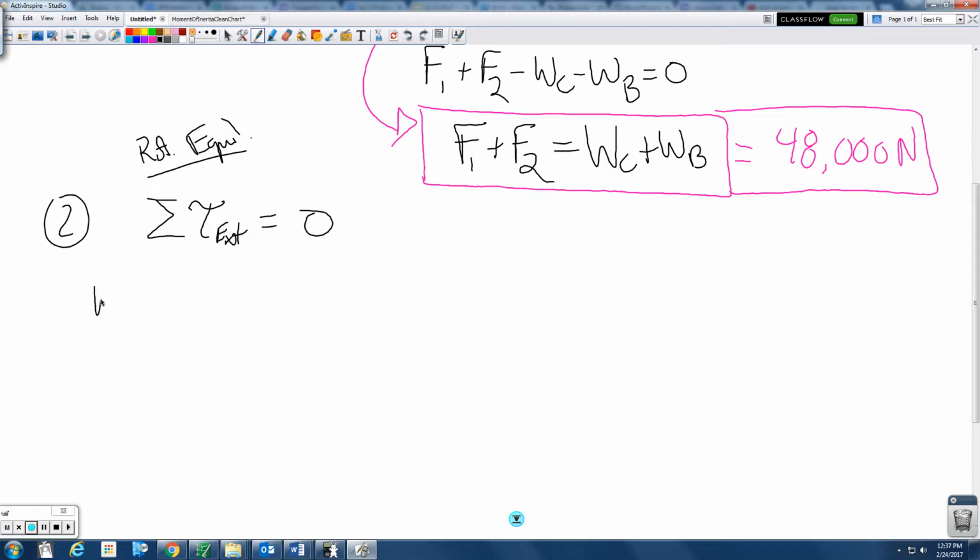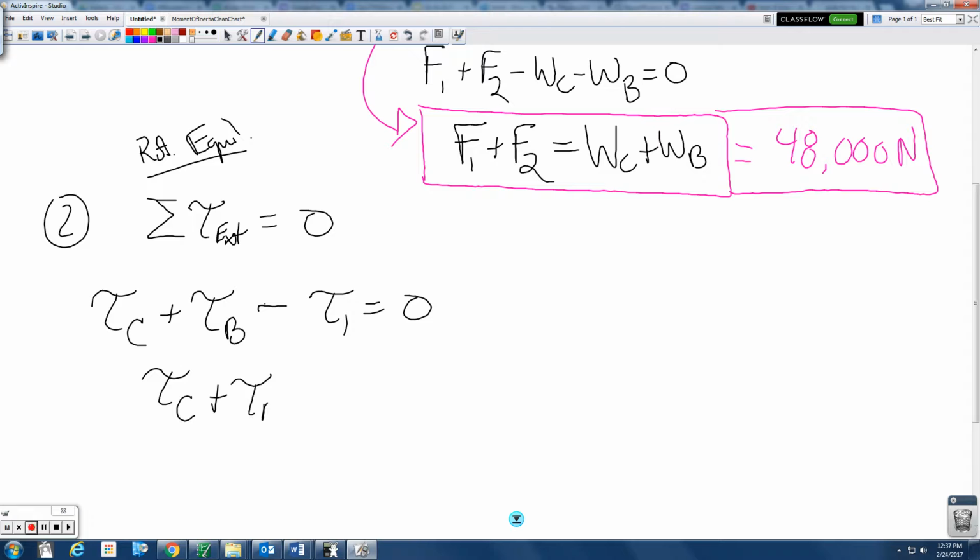So let's write these out as torques first. I now have a torque produced by the weight of the car and its distance, plus a positive torque produced by the bridge's weight and its distance from the axis, minus a torque produced by, I'll just call it 1, because it's the torque produced by force 1. And all those have to equal 0. So I can say tau C plus tau B plus tau 1.